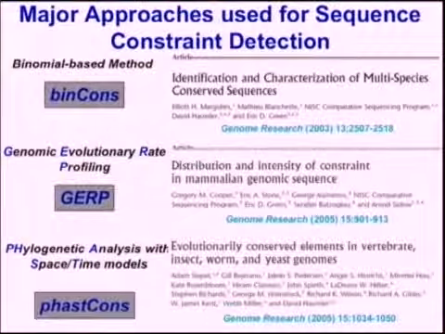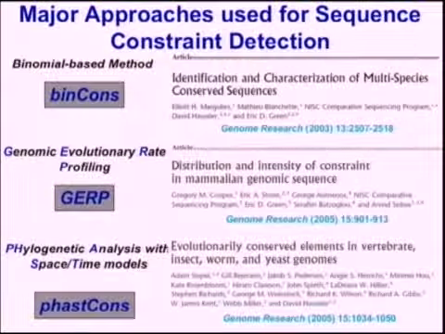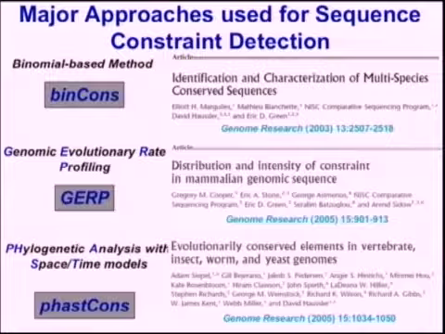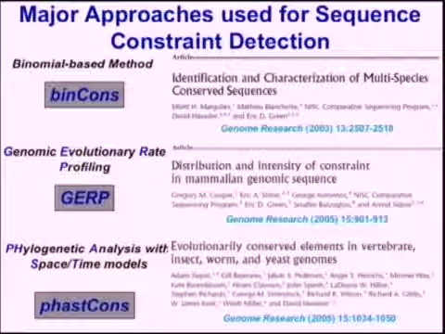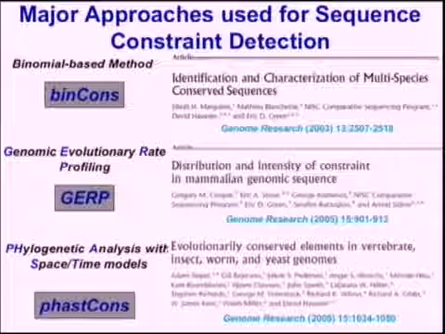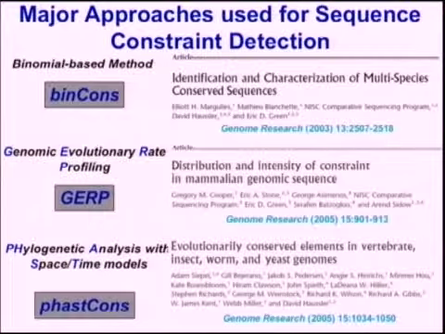So this is just a quick list of some of the methods that have now been developed for looking for constrained sequences, things published, and so you may hear me fall into some lingo. In particular, I may talk about something called bin-cons, which is a binomial-based approach that we published several years ago for identifying conserved sequences across multiple species.